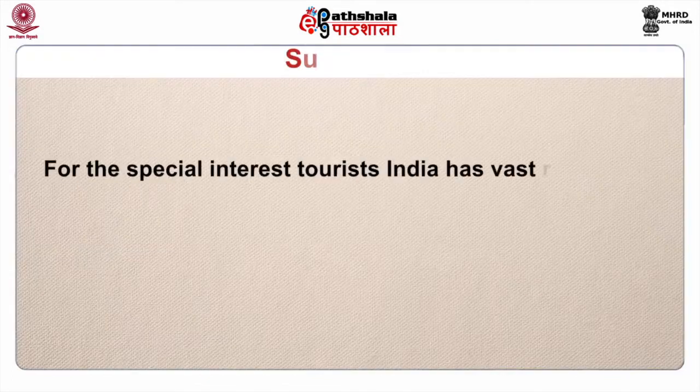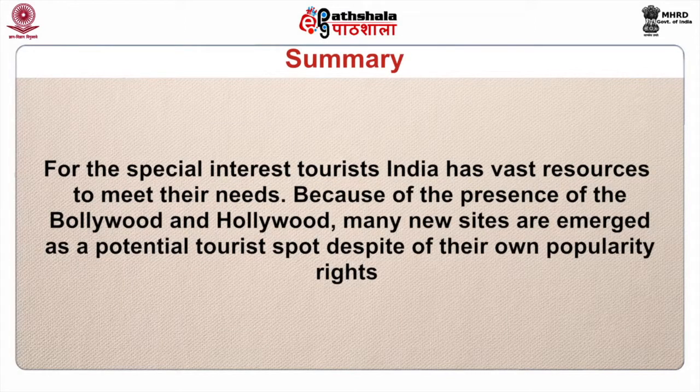So, in the end, let us summarize what we have learnt in this module. For the special interest tourist, India has vast resources to meet their needs. Because of the presence of Bollywood and Hollywood, many new sites have emerged as potential tourist spots despite their own popularity rights.